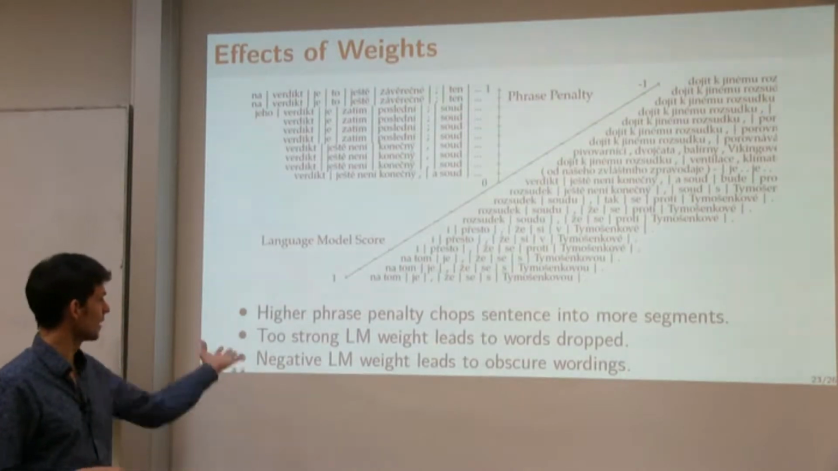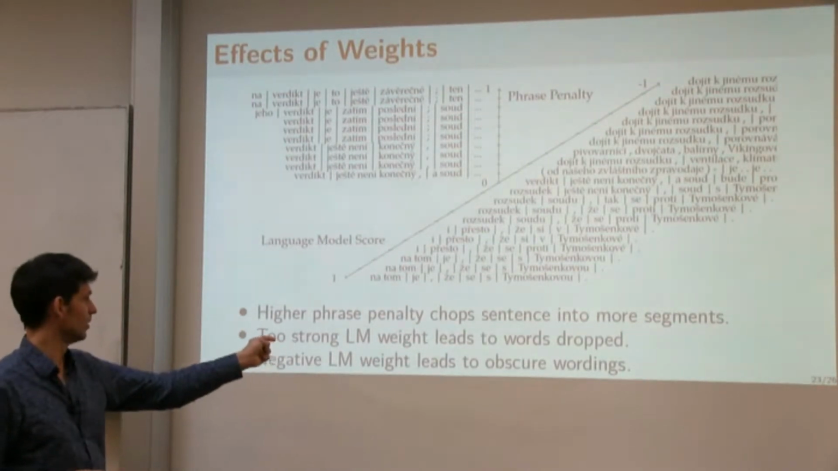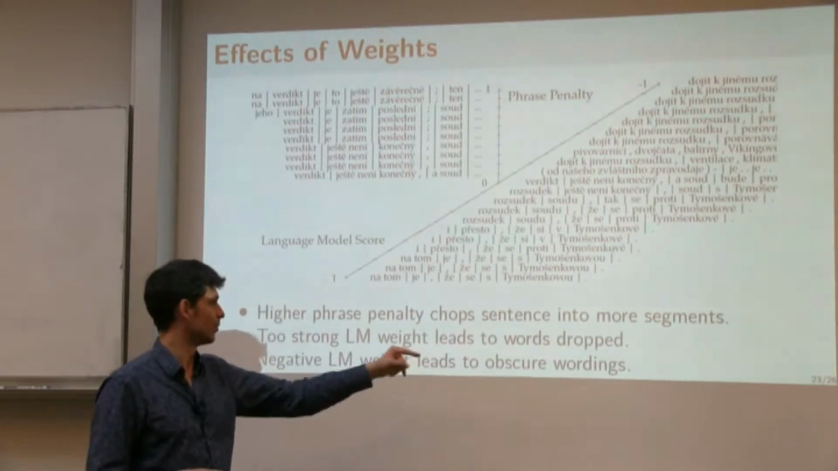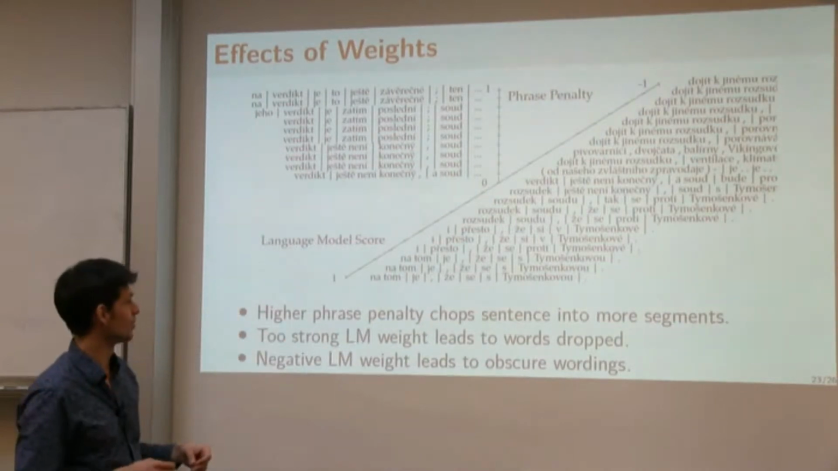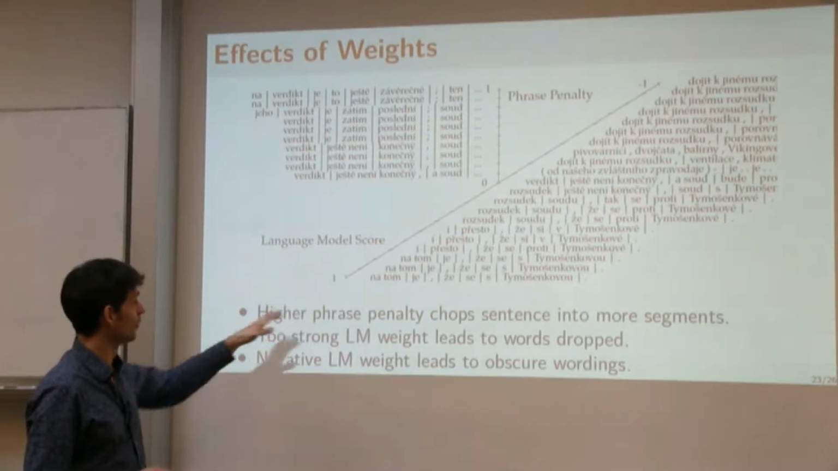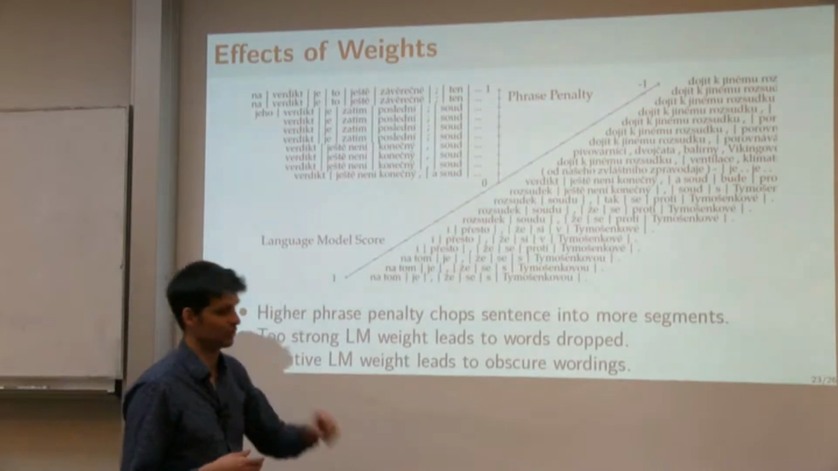Yeah. So too strong language model weight leads to words dropped. Negative language model weight leads to obscure wordings and very strange words appearing there. Higher phrase penalty chops sentences into more segments.